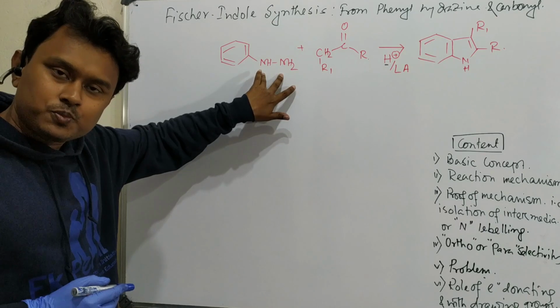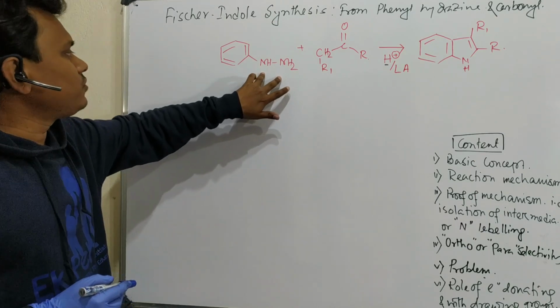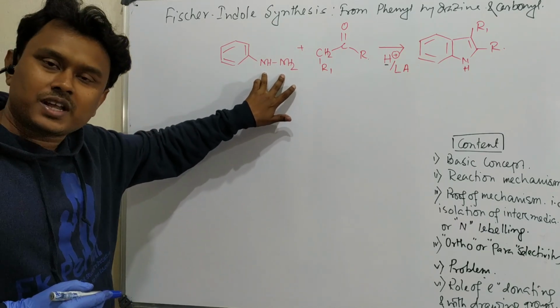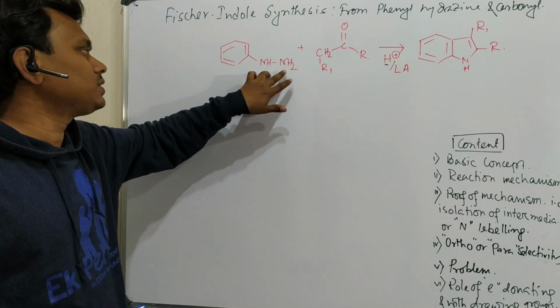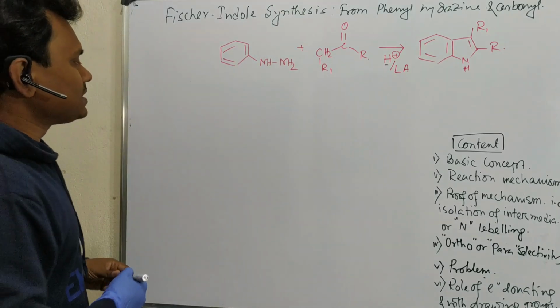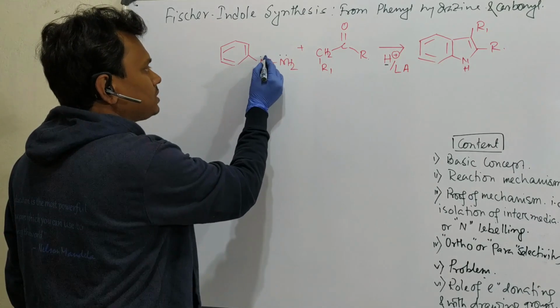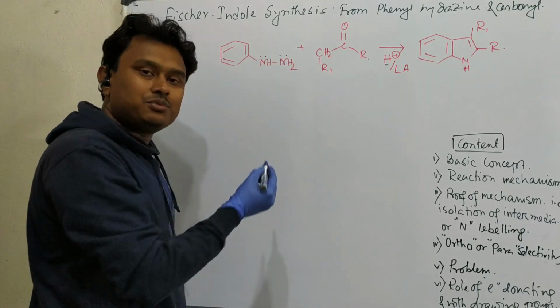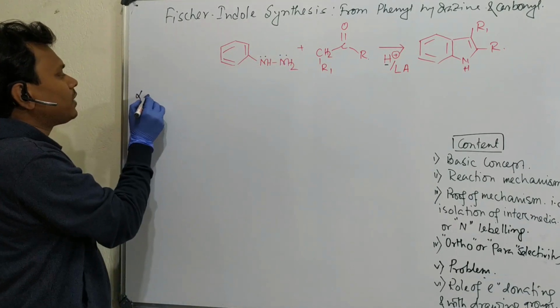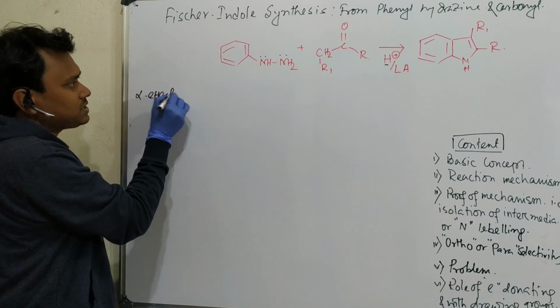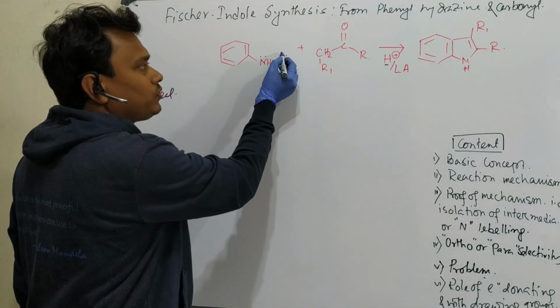What is the easy way to prepare phenyl hydrazine? The easy way is that diazonium salt reacts with sulfur dioxide. Sulfur dioxide will reduce it into the hydrazine derivative. As you can see, this is hydrazine, with 2 lone pairs. So there is a lone pair repulsion which is considered as the alpha effect. Because of this alpha effect, this is more nucleophilic.